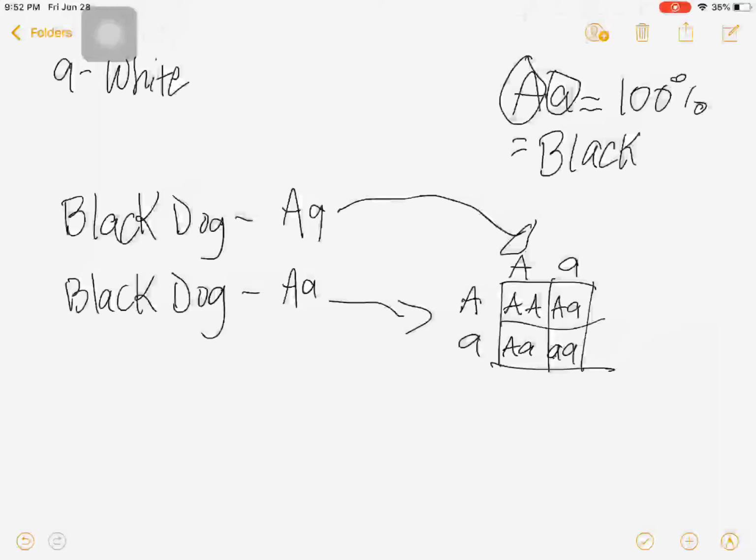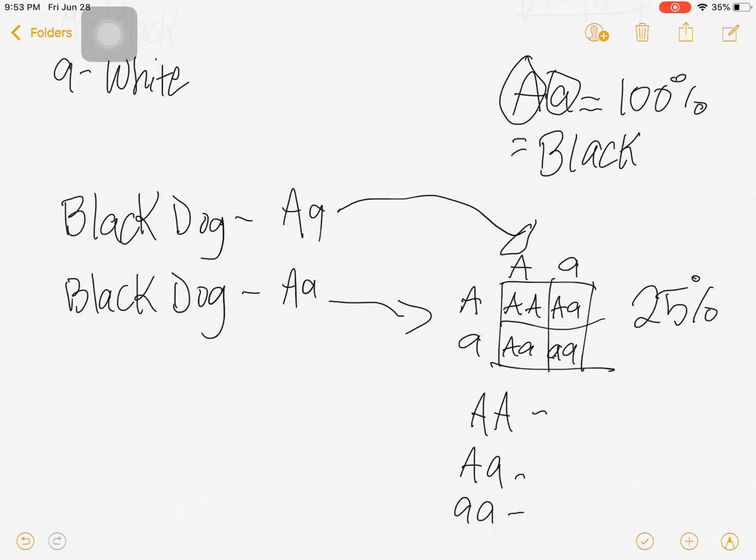Now here, you notice the boxes have different letter pairs in them, so we have to write out the different letter pairs. We see that there's one box with both capital A's, two boxes with a capital A, lowercase a, and one with both lowercase a's. Again, each box is a 25% probability that the offspring will look like that. So the double capital A's have a 25% chance of showing up. This is 50% since there are two boxes: 25 plus 25 is 50, and then 25 here.